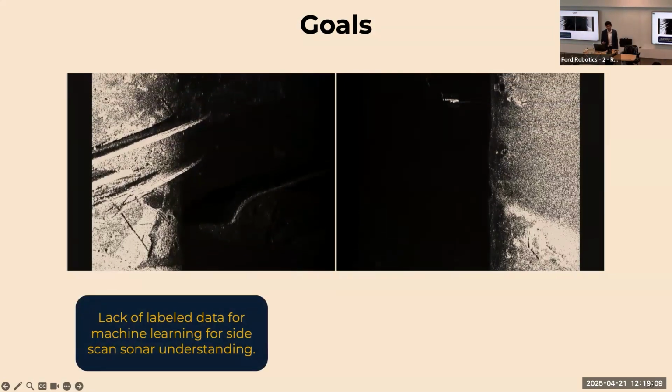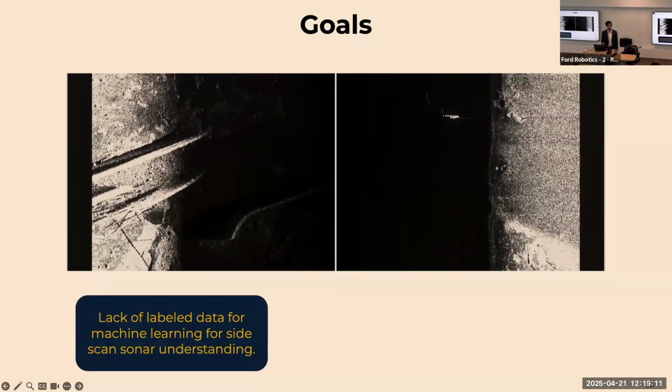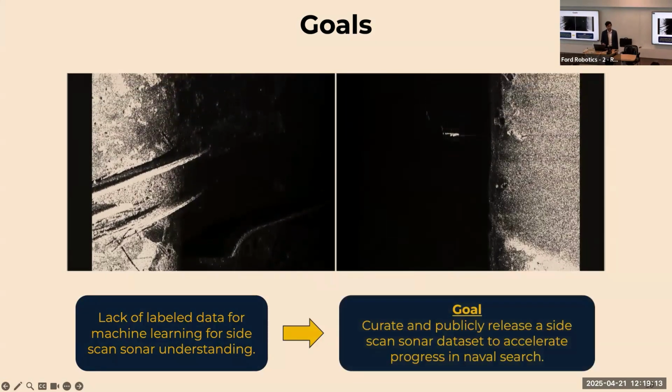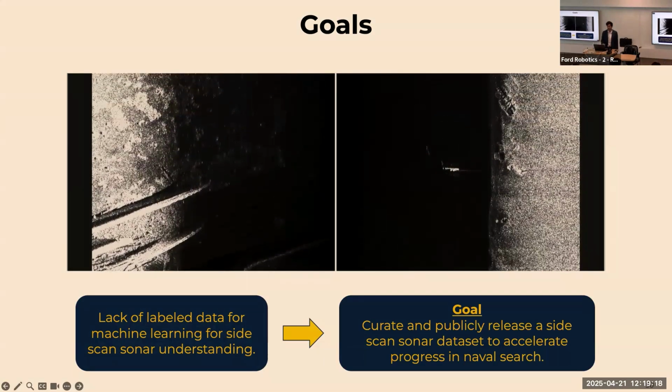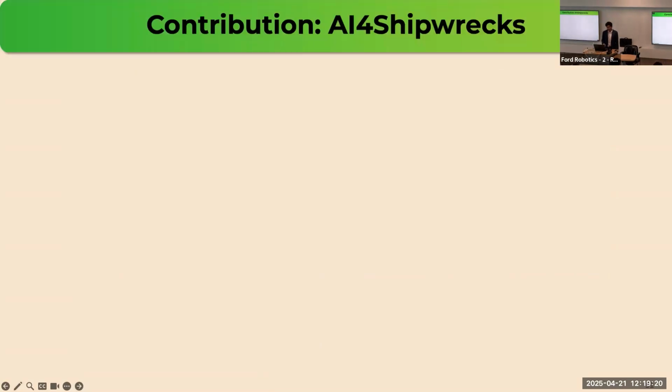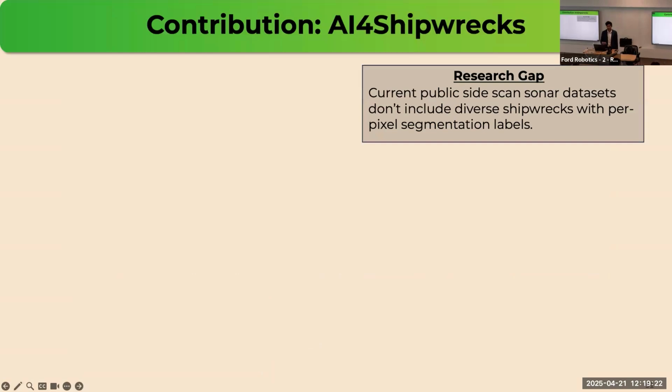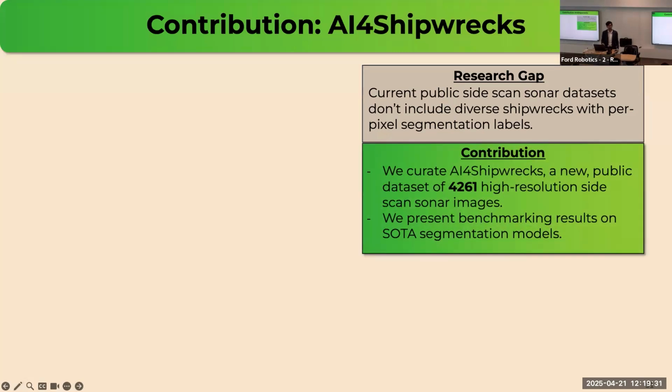We really see a lack of labeled data for machine learning for side-scan sonar understanding, and this leads us to curate and publicly release a side-scan sonar dataset in order to accelerate progress in naval search. So our contributions are as follows. We identify a research gap: current public side-scan sonar offerings are not large enough and they don't have per-pixel segmentation labels. So we curate AI for Shipwrecks, a new public dataset of 4,261 high-resolution side-scan sonar images, and we also present benchmarking on a variety of state-of-the-art baselines.